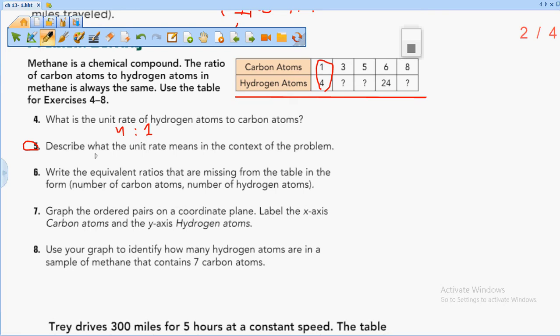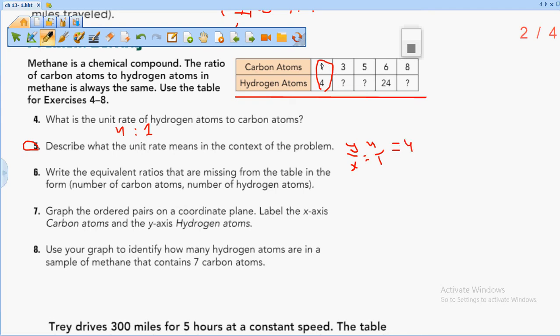Okay? Now, next question, question number 6. Write the equivalent ratios that are missing from the table in the form number of carbon atoms, number of hydrogen atoms. Now, the first one is for hydrogen and one for carbon. So each one carbon atom must have 4 hydrogen atoms. So here I want to find the unit rate. I can say y over x is 4 over 1. That means the answer is 4.